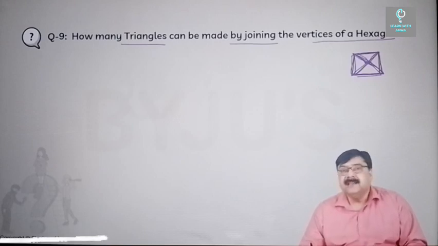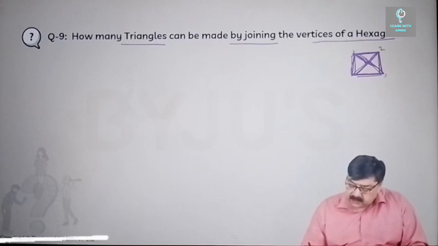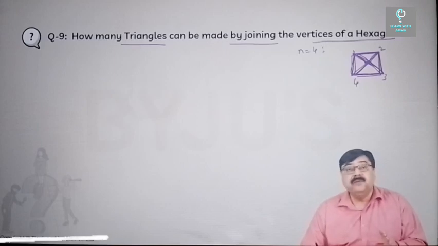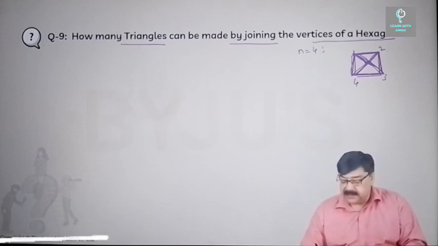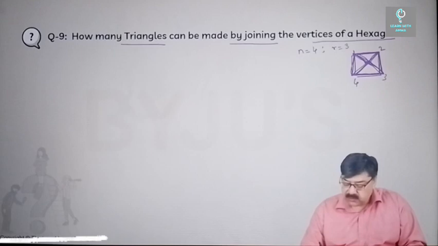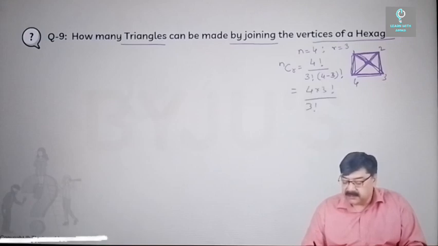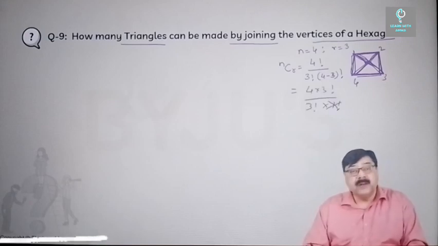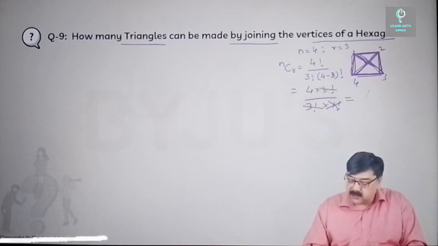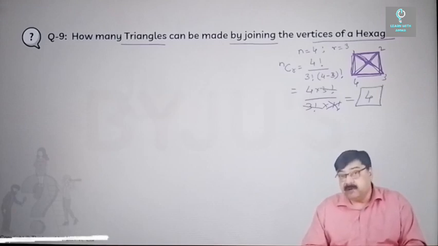Now the simple way is, there are 1, 2, 3, 4 points here. So n equals 4, out of which to form a triangle which consists of 3 points, the value of r becomes 3. So you apply nCr, that is 4 factorial by 3 factorial into 4 minus 3 factorial, which gives you 4 into 3 factorial by 3 factorial into 1 factorial. 1 factorial is 1 only, 3 factorial gets cancelled, so anyhow you will get 4 triangles.